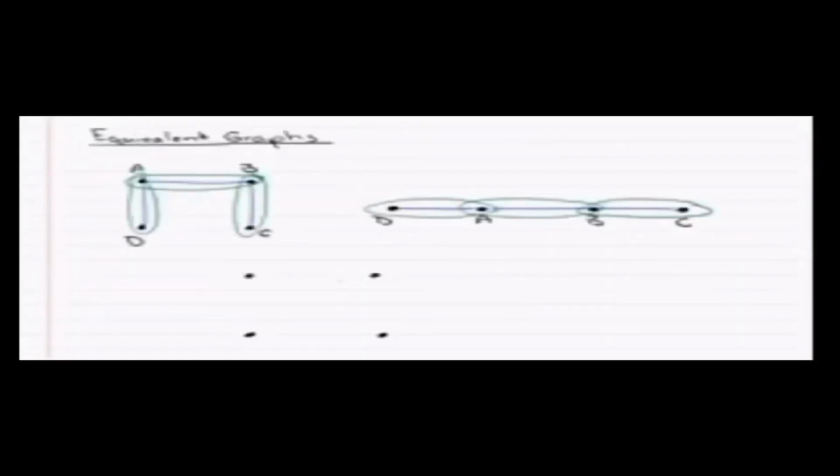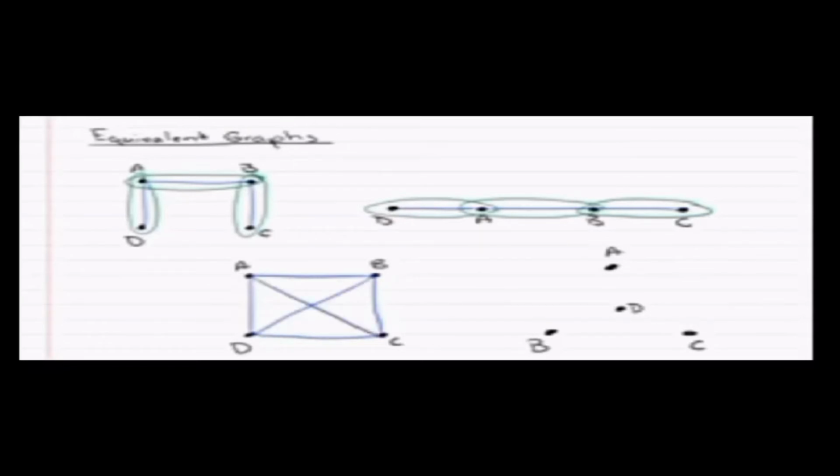I show you example 1 with A, B, C, and D. And also I show you this one, with A, B, C, and D. I connect the one example with edges here, here, and here. Also here, and here, and here. So you can see that these two graphs look very different.